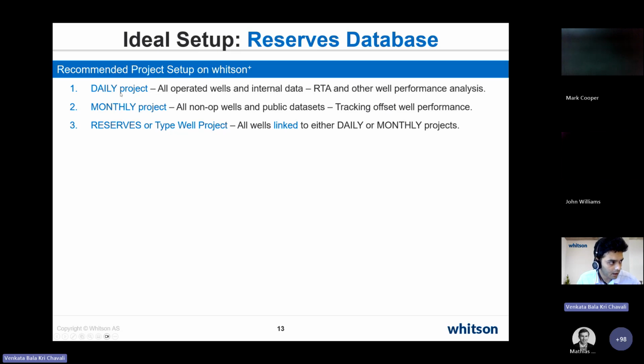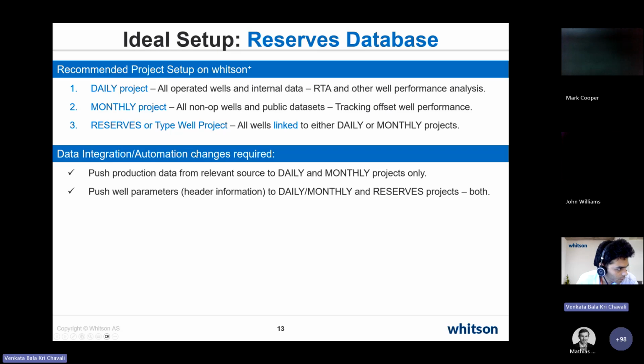The daily project is where I assume most of the work will be every day, while the reserves or the type well project may be something that you might want to revisit every few months. Okay, so what do we need in terms of the integration or automation changes, right? Most of the companies that we work with already have this automated, where the first one, the daily project, or at least the operated wells that they have data for, is all streaming in without any issues. And then that's ready, right?